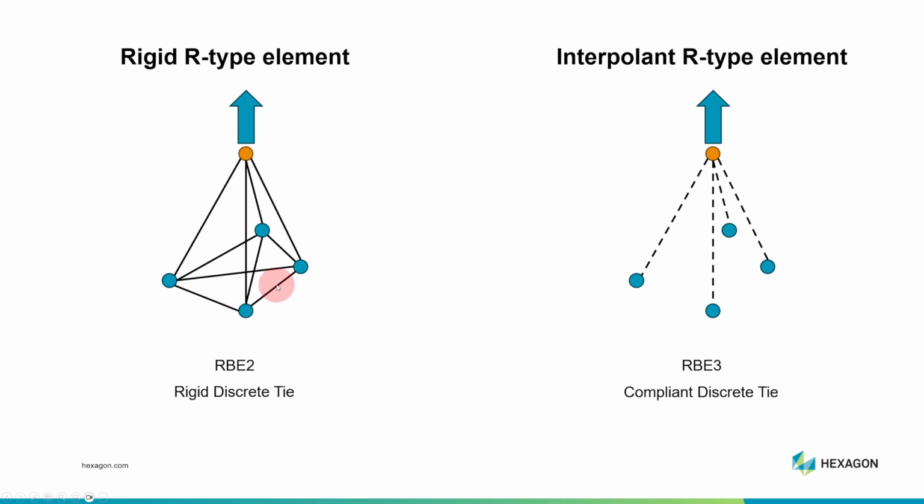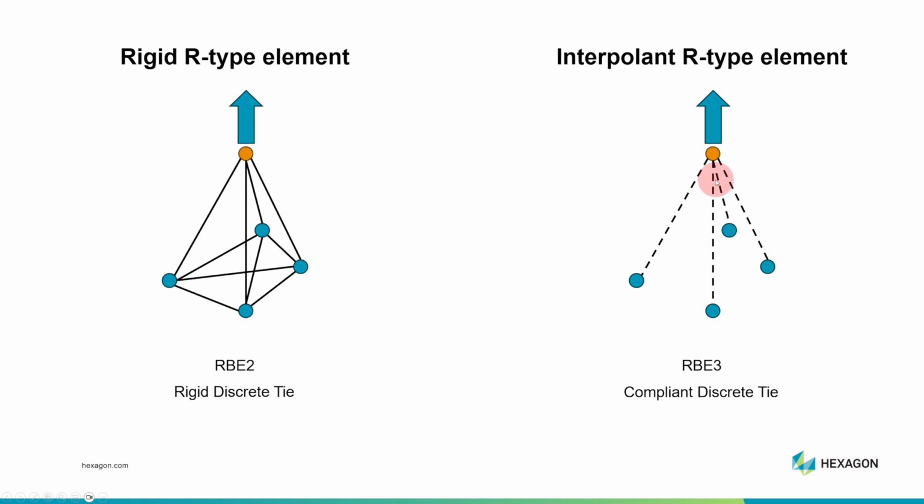A rigid discrete tie lets you pick a few attachment points, and then they would all be stuck to what we would call a reference node, and that is where you would apply the force. These attached points are rigidly affixed to this reference node, but that means that they're also now rigidly attached to each other. Therefore, rigid R-type elements add stiffness to a model, which might be undesirable, or you might need to work around it in some way.